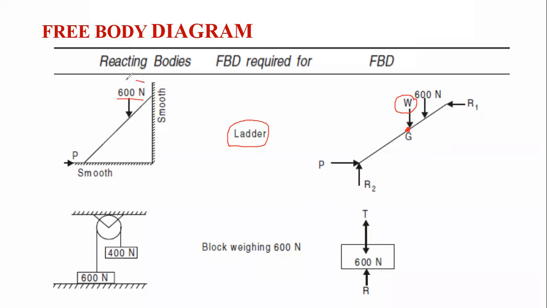Second, the external force acting over the body, that is this 600 Newton weight, is shown over here. Whatever the location may be, it will be provided in the problem. Let us consider this one is at a distance of 1 meter, 2 meter, 3 meter from any one of the ends. Here is another force P, an external force acting over the ladder. It is also shown over here.